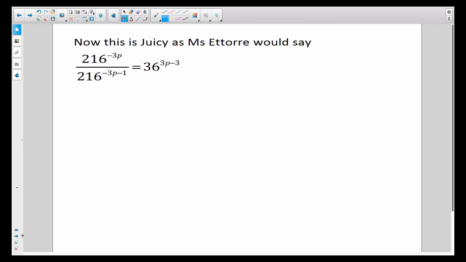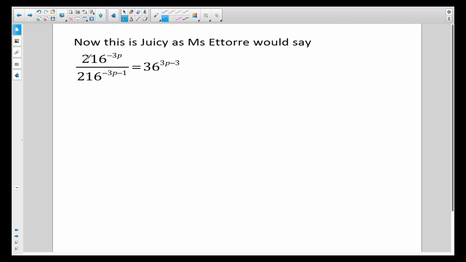Now, this is juicy. If anyone has Misatori, you know what I'm saying. This one is juicy. Okay. Why did I throw this in? I threw this in because it sort of is expression equals expression, but we've got to simplify this expression first.